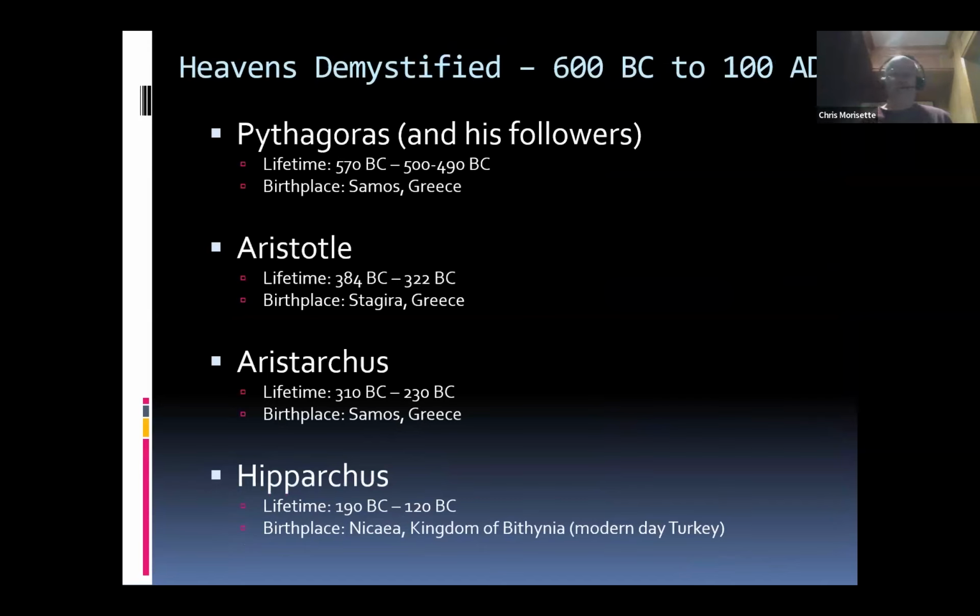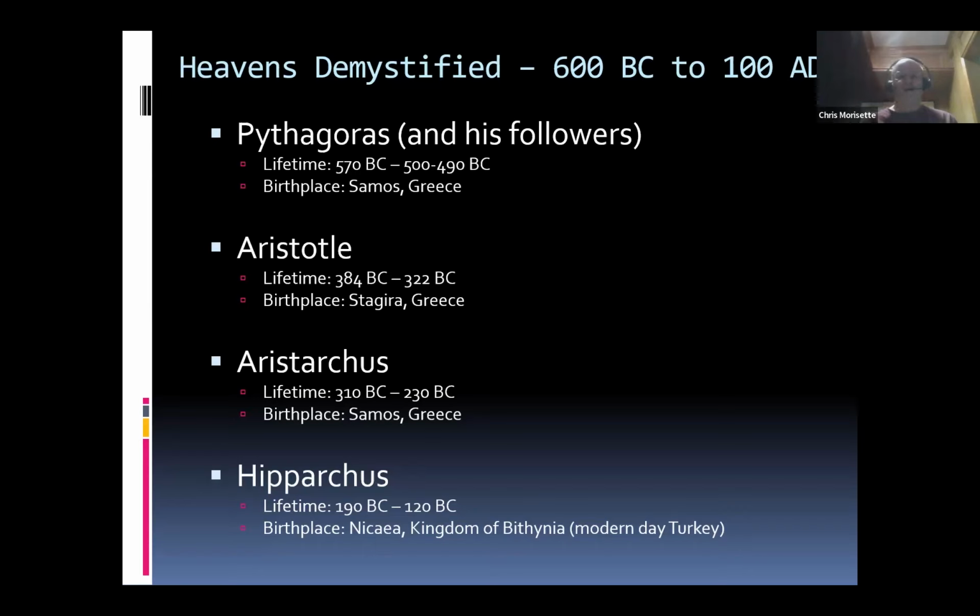We'll now go to ancient Greece. And it was at this point in time that we really begin to see rational thought applied to the heavens. The four individuals that you see listed here are familiar. Certainly Pythagoras, of the Pythagorean theorem, and his followers were early contributors to astronomy, demystifying the heavens.